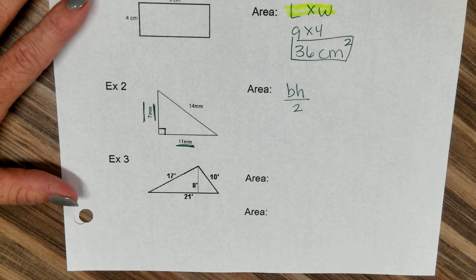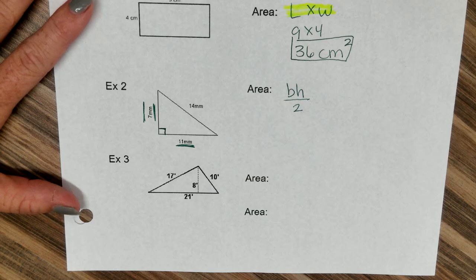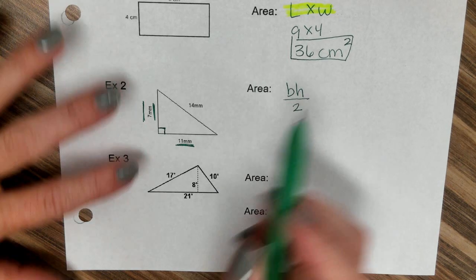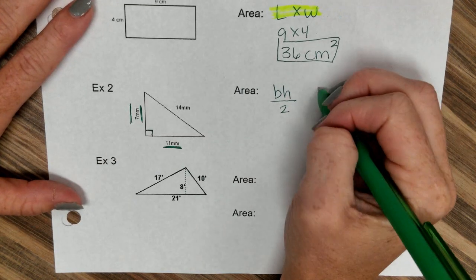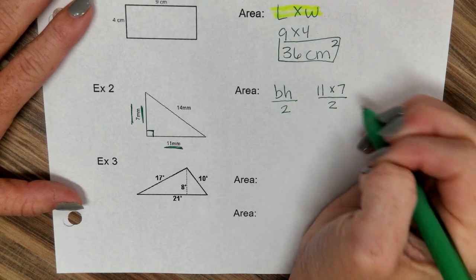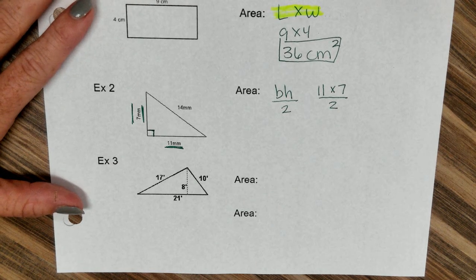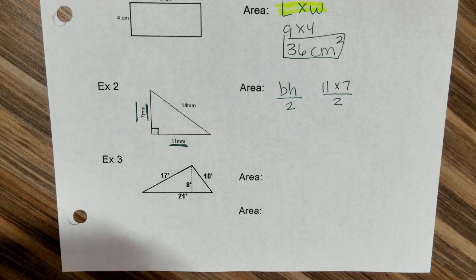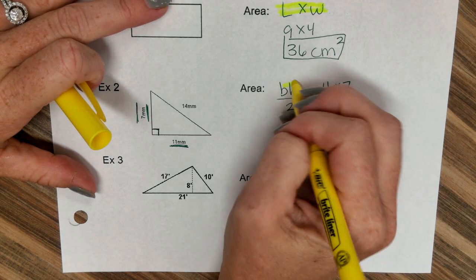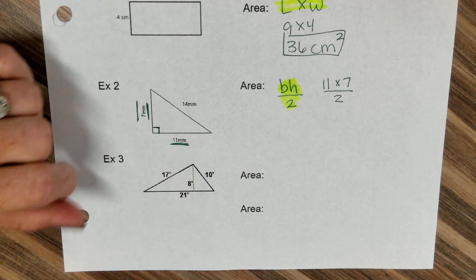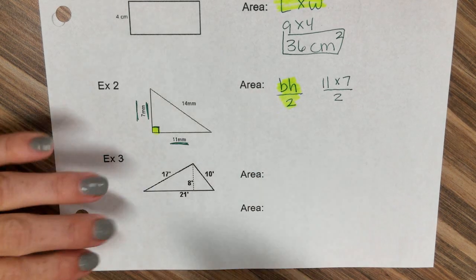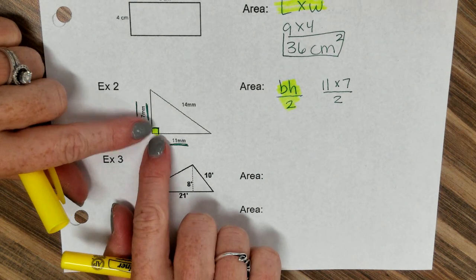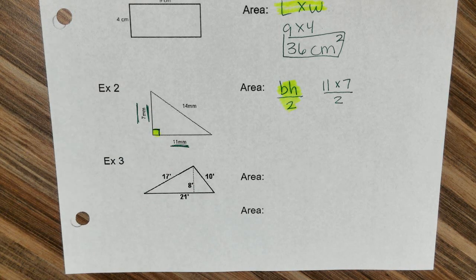What did I just say? Find the right angle. All right, so for my base and my height, I'm going to do 11 times 7 divided by 2. Again, the formula is base times height divided by 2. I'm going to highlight it for y'all. To find the base and the height, find the right angle. And those 2 numbers that form the right angle are your base and height. All right, so go to your calculator. 11 times 7 divided by 2.